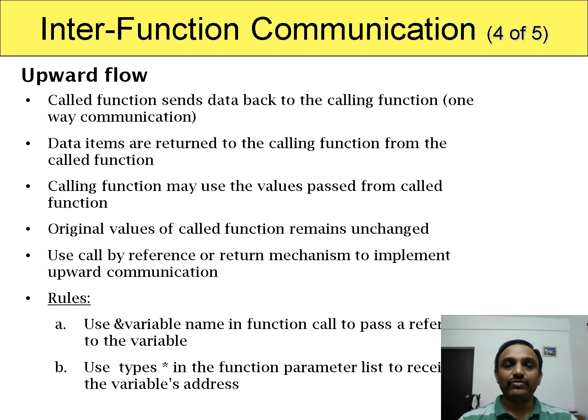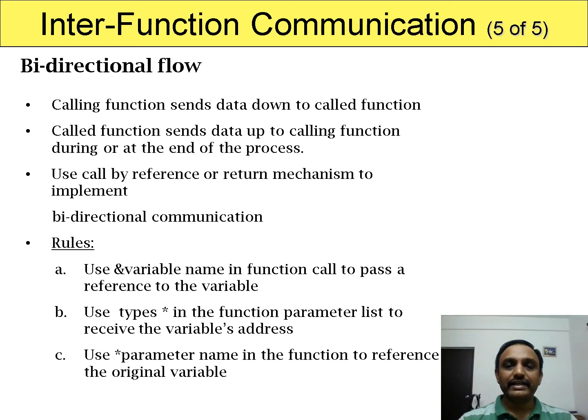Next one is upward flow. Communication from the called function to the calling function is upward communication. So this is also a one-way direction. The calling function may use values passed from the called function. Original values of the called function remain unchanged. So here we are using the address of the variable in the function call to pass a reference to the variable. At the receiving place, we have to use pointer variables.